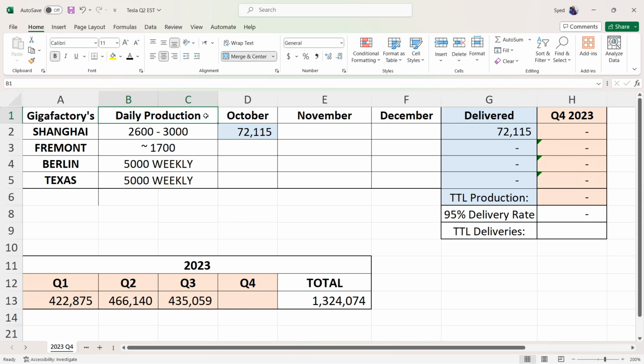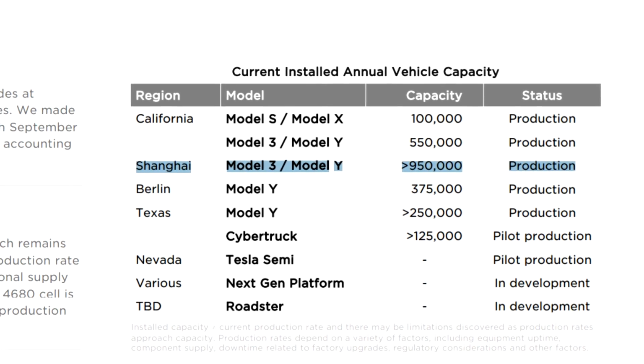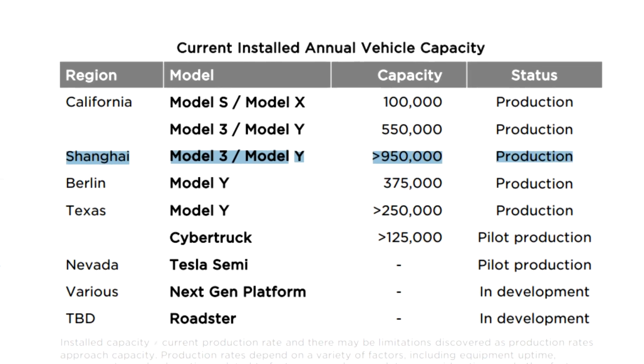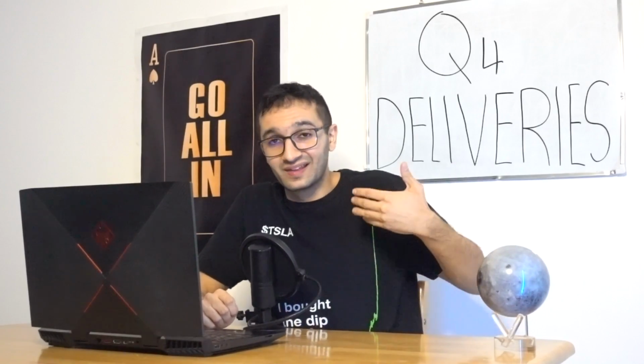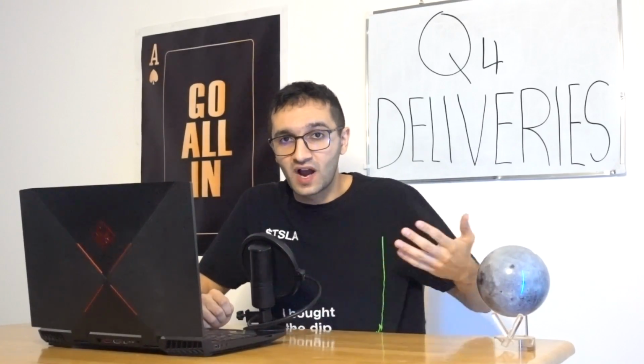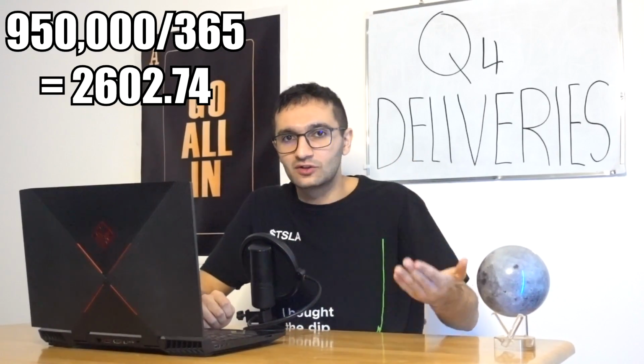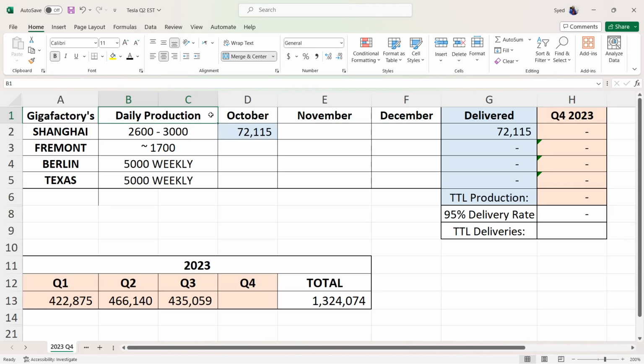So let's start off with Shanghai. In Q3, Tesla reported that Shanghai can produce almost 1 million vehicles. We already knew that, but now they're confirming that they can. If we divide that by 365 days, it's about 2,600 vehicles produced daily, which I have between 2,600 and 3,000. And they can go up to 3,000 if they really want to.